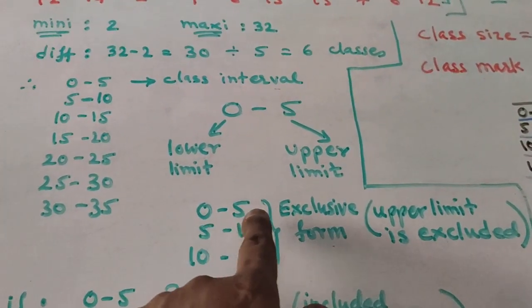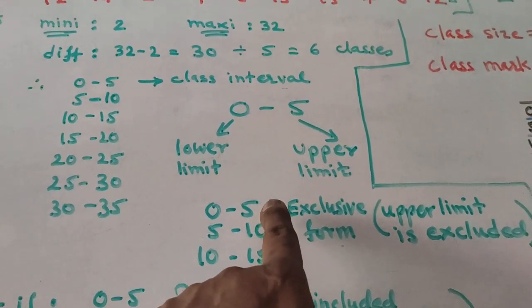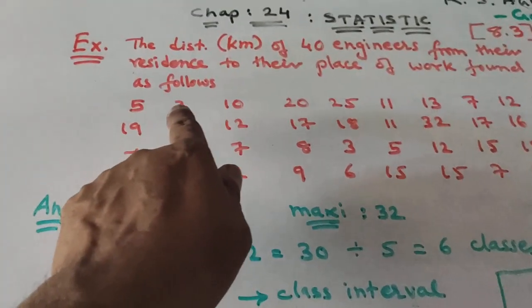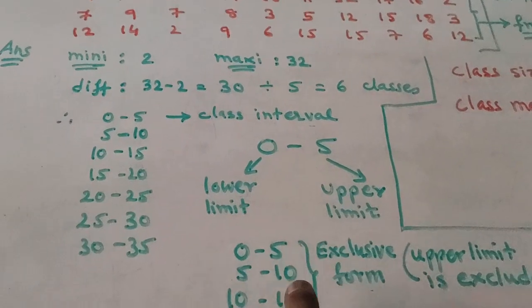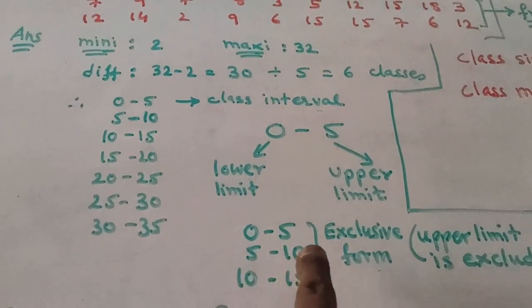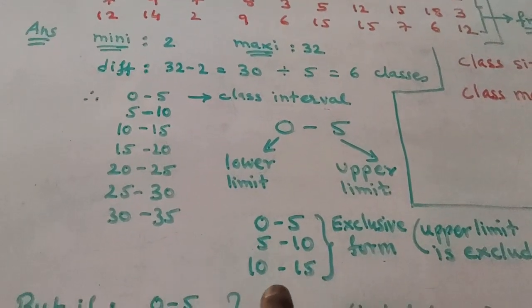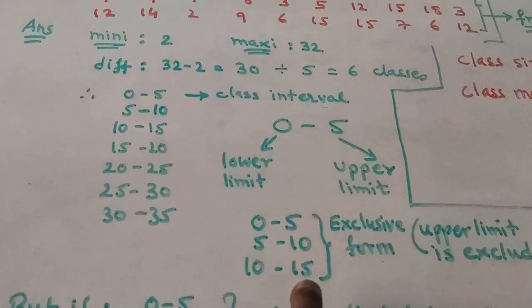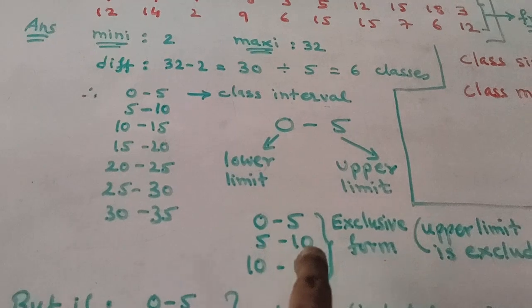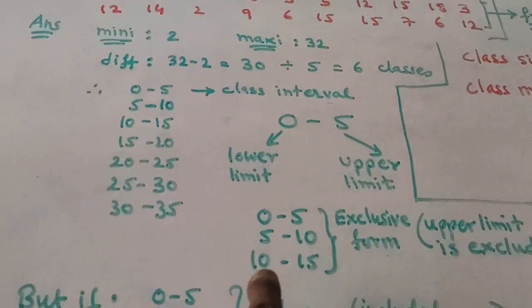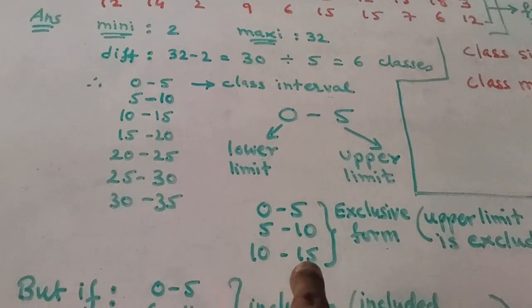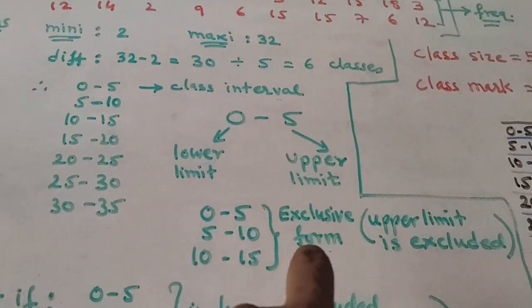So in 0 to 5, here it is 5. If the frequency is 5, then I don't have to write it in this group, I have to write it in 5 to 10. If I have a frequency of 10, then I will write it in the next one, not in this one. I will not write that 10 in 5 to 10, but I will write it in 10 to 15. I hope you understood this one, because this is the most important one.